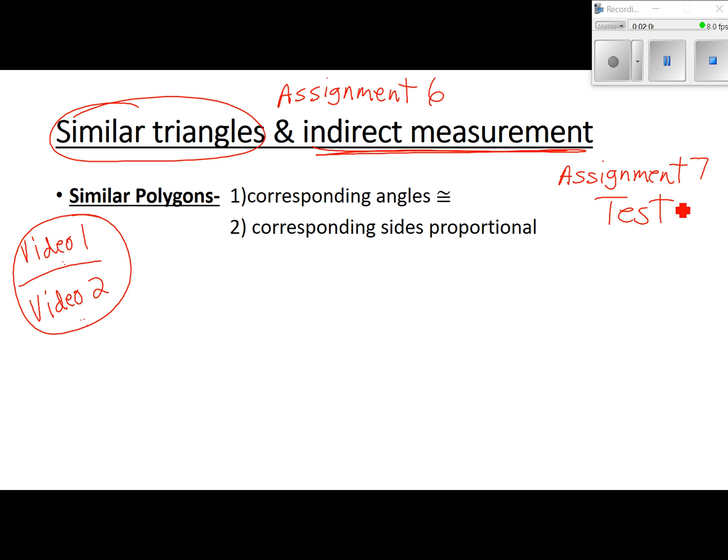So with similar triangles, just referring back to similar triangles, and actually similar polygons, doesn't have to be a triangle, it could be any polygon, 2 things to remember always: the corresponding angles have to be congruent. The corresponding sides are proportional. So the angles that match up are always exactly the same. The sides are proportional, so the sides either get bigger or smaller.